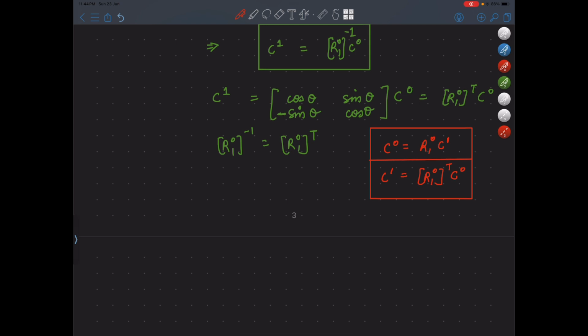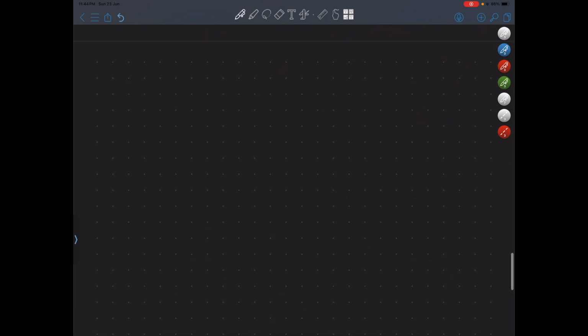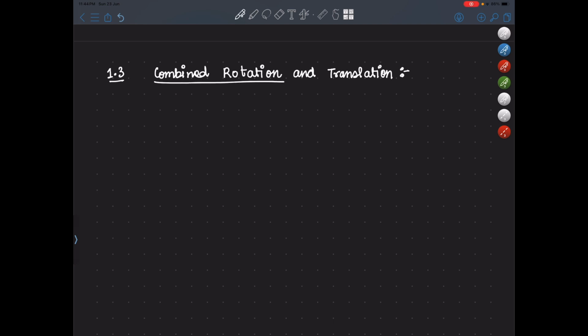Let's look at combined rotations and translations. What happens if both rotation and translation happen simultaneously? Let's draw the diagram first, and then we'll see how we can write the overall transformation expression.